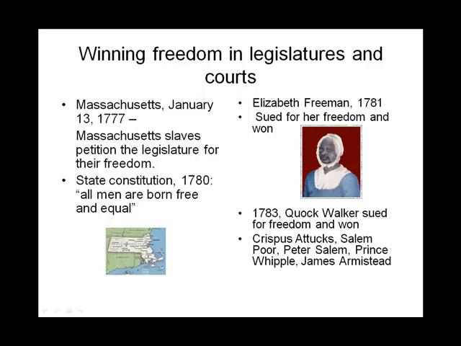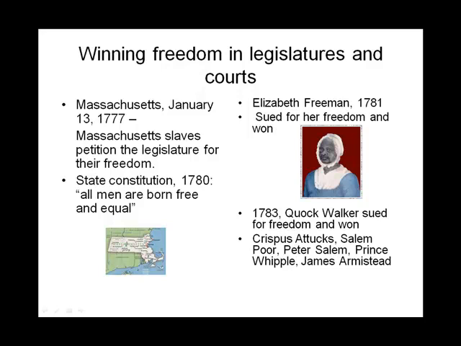So she went out and found a lawyer, and she and another slave by the name of Brom took their battle for freedom to the Massachusetts courts, and they won their independence. Soon after this, Mum Bet, Mum meaning mother, it was kind of a nickname for her, changed her name to Elizabeth Freeman in honor of the fact that she was now a free person. Another slave, Quock Walker, in 1783, also sued for his freedom and won.